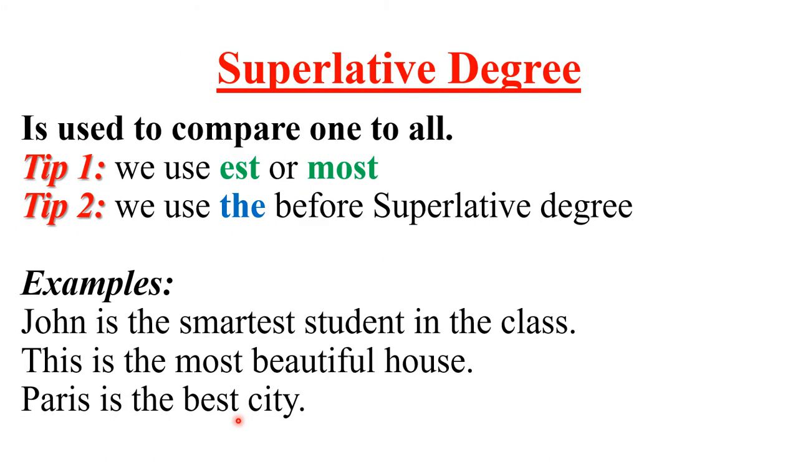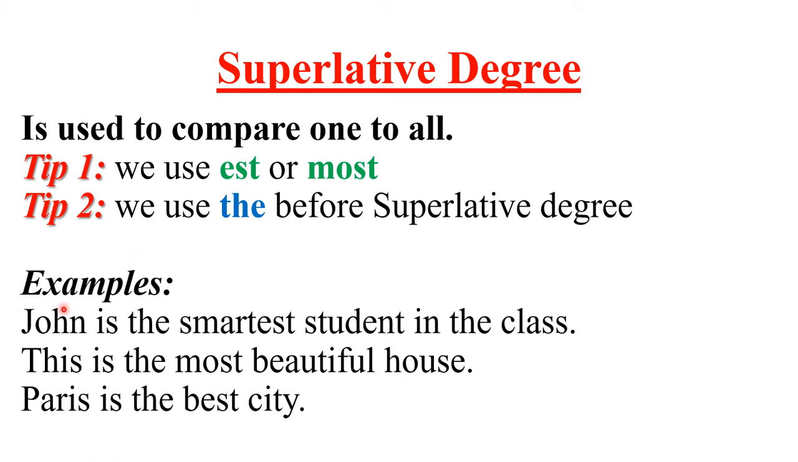Let's go to the third one, which is the superlative degree. So this degree of adjective is used when we compare one to all. What do I mean by one to all? One to all means that we are comparing one person to a group of people, one thing to a group of things, or one place to a group of places. There are 2 tips you should know about superlative degree. 1, we use est or most to make the superlative degree. And do not forget to use the definite article the.